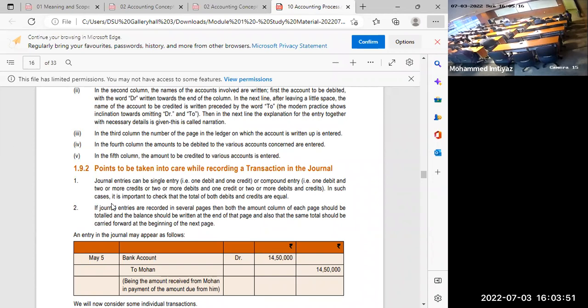Next, after that, what should you do? You have to buy some goods. Okay, next in the question: bought goods from Vijay Enterprises for rupees 5 lakhs. Before we write the entry for this, we have to define what is goods.